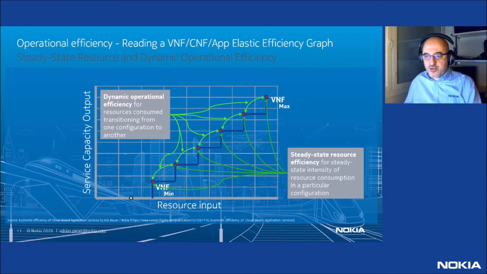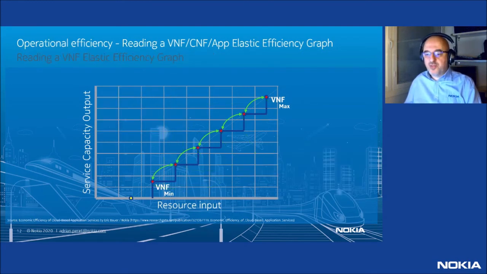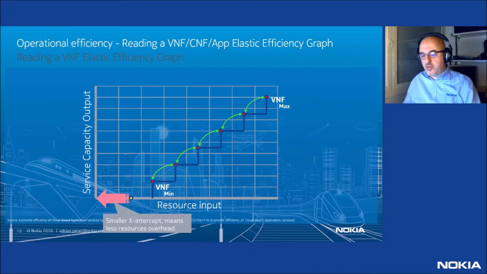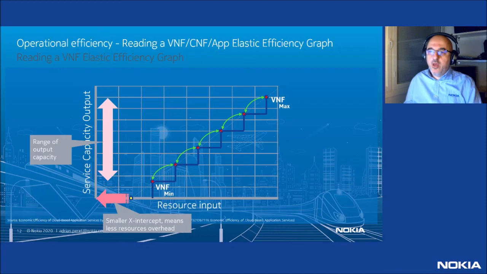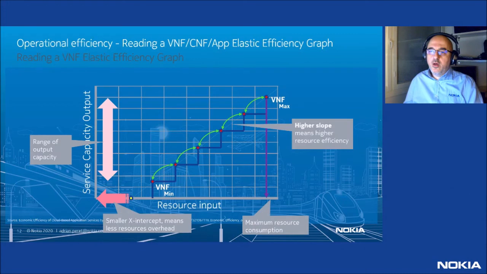And now this is the theory. So now let's see how this goes in practice and what all of this means. We have the minimum resource consumption, which is called smaller x intercept, means basically less resources overhead as long as that goes closer to the axis. Higher slope means higher resource efficiency. So the more vertical that slope comes, the higher the resource efficiency.